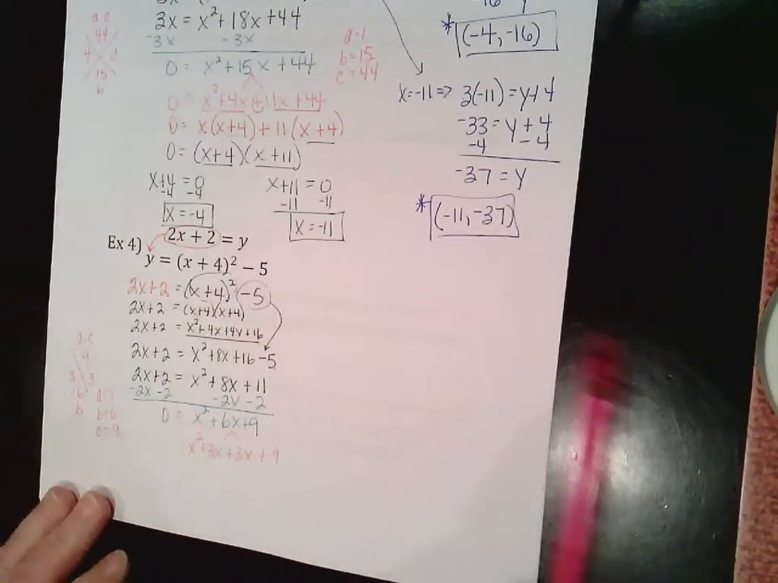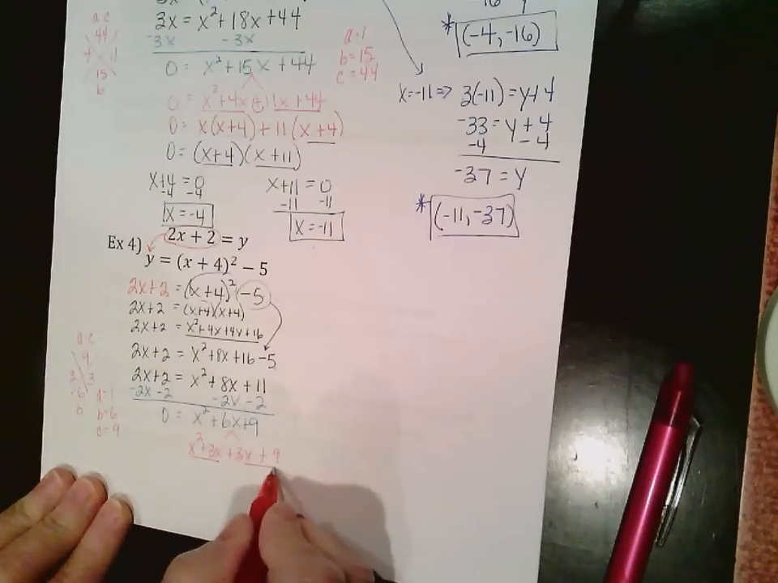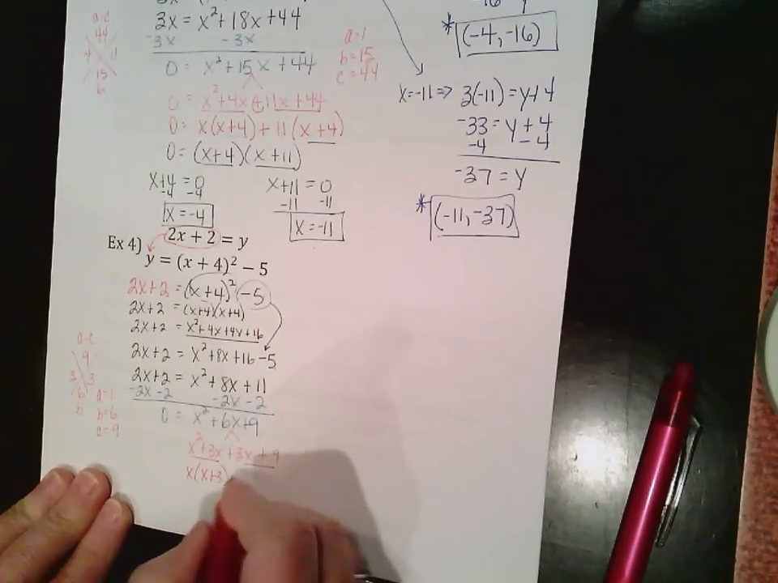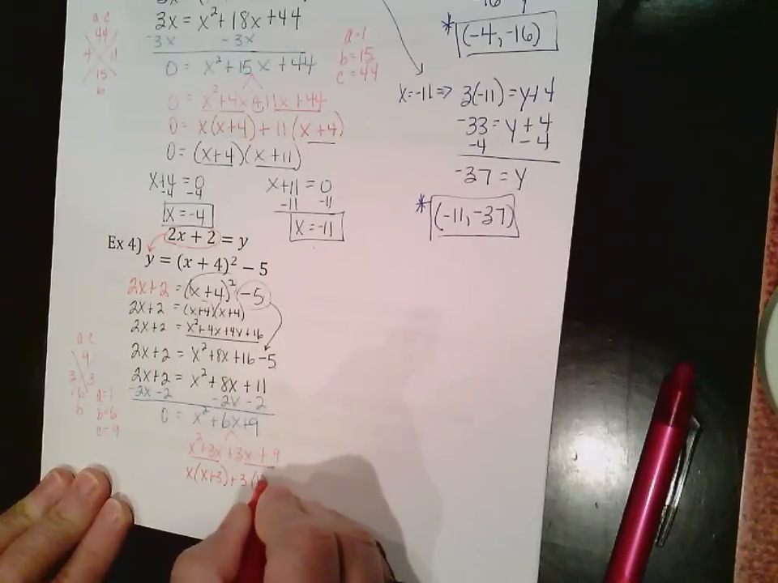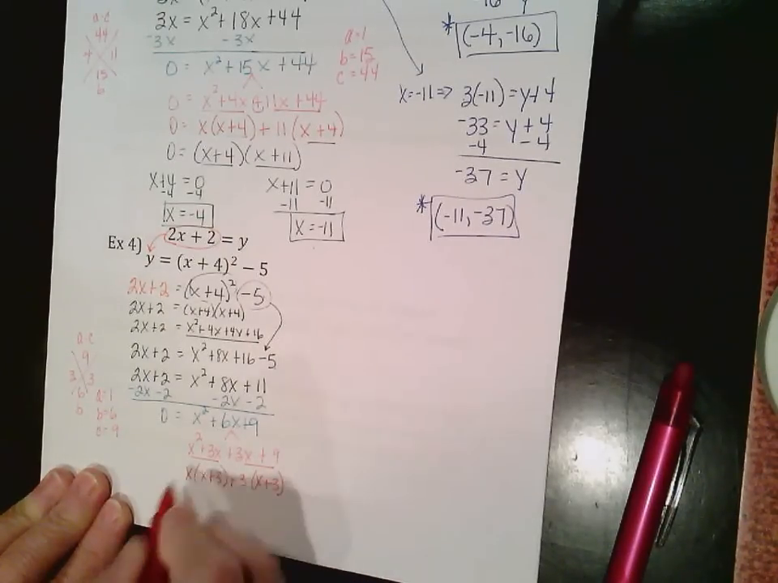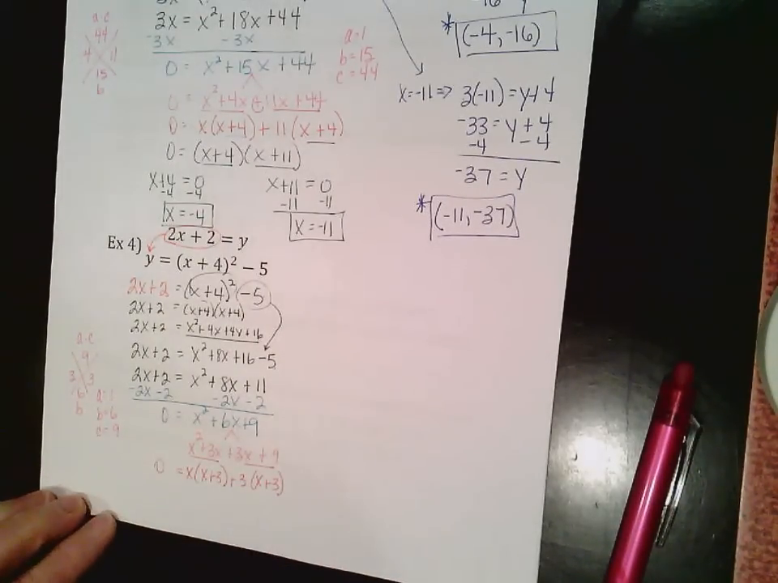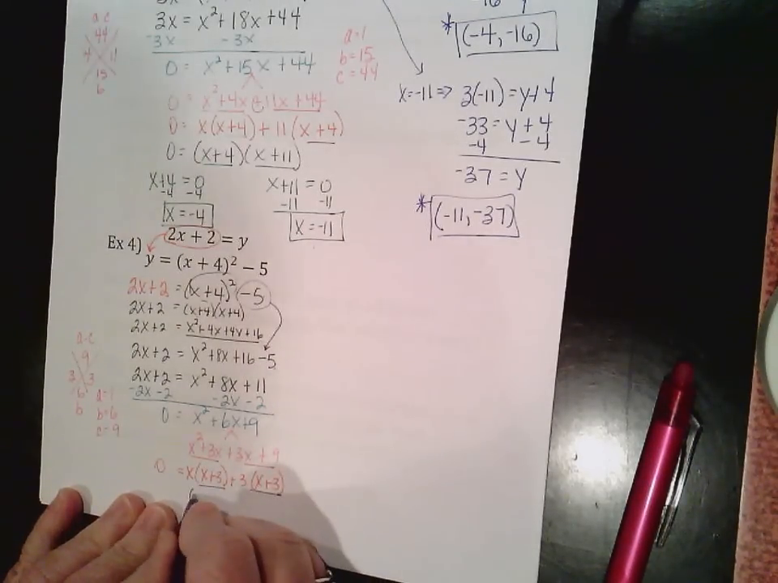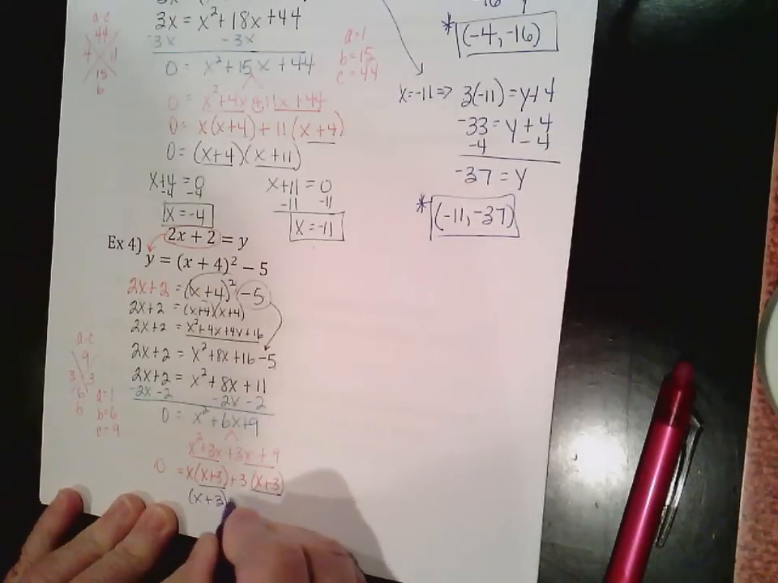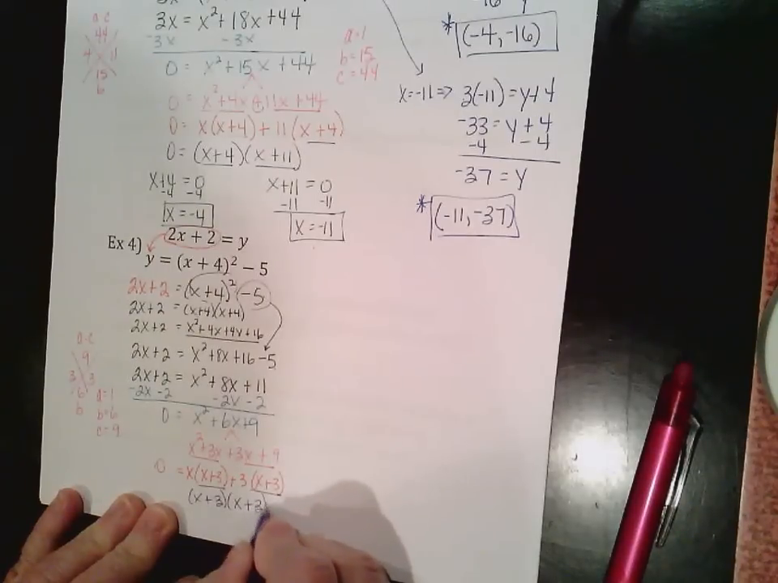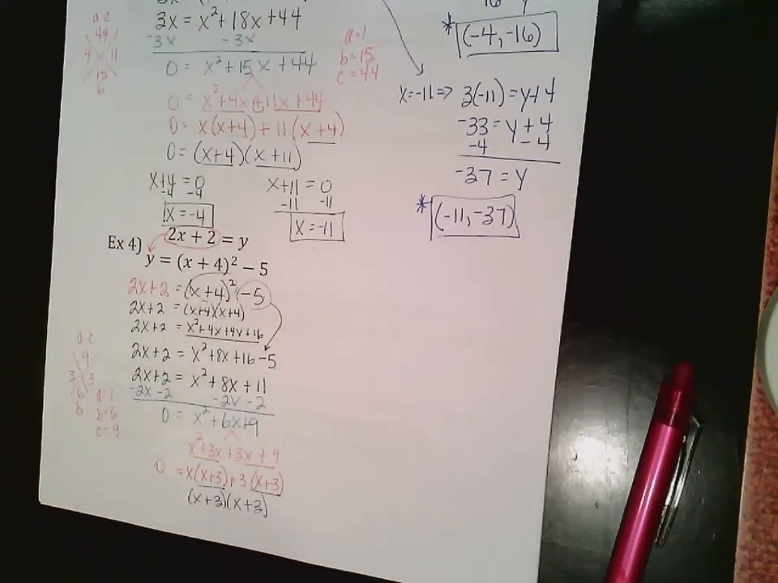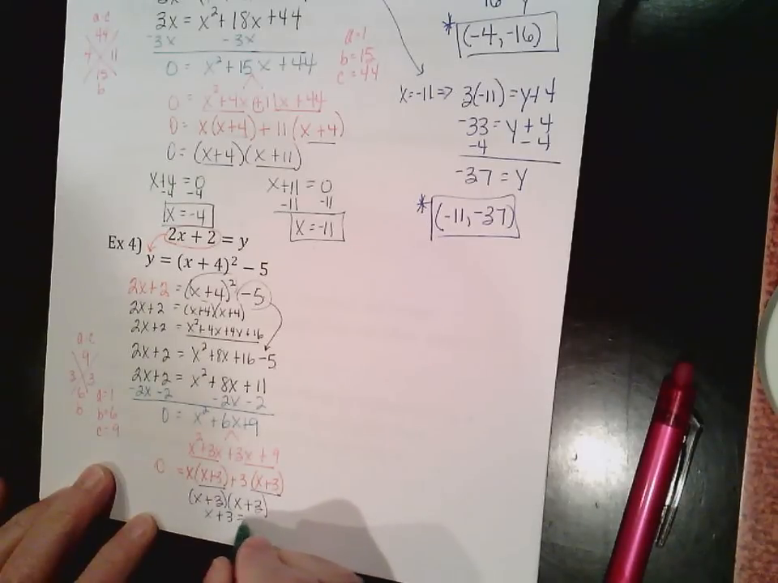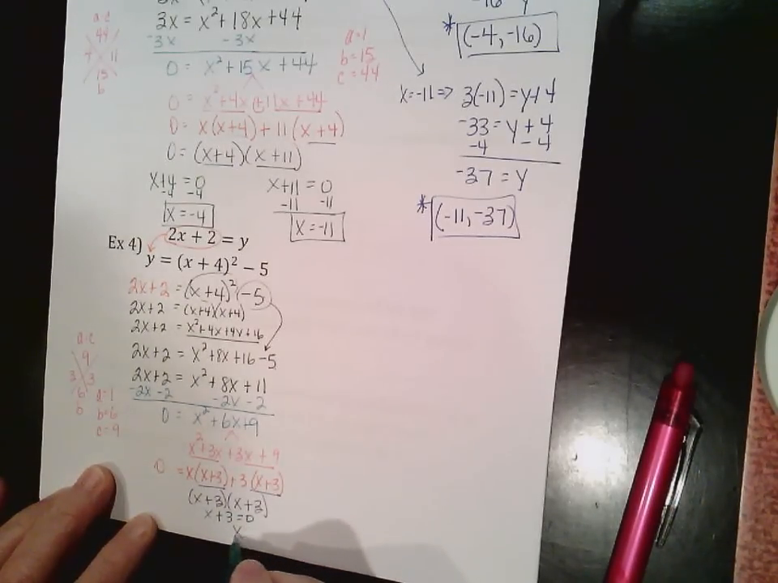Factor by grouping. I have x times x plus 3 here, and I have 3 times x plus 3 over here. When I factor this out, I get x plus 3 times x plus 3. These are the same thing. Set them equal to 0. So I really only have one answer. Subtract 3 from both sides. My x is negative 3.